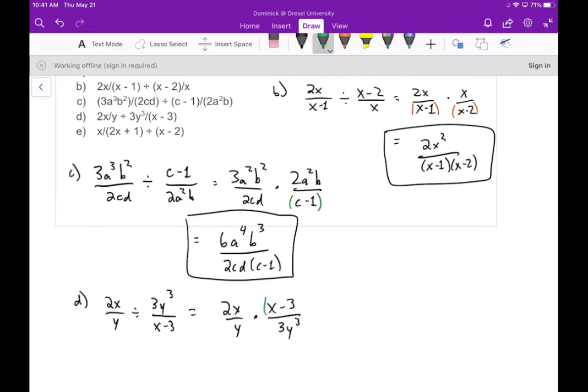And we'll put this in parentheses. So it looks like we're going to end up with a 2x times (x minus 3) in the top and a 3y to the fourth in the bottom. And it looks like that's the best we can do there.